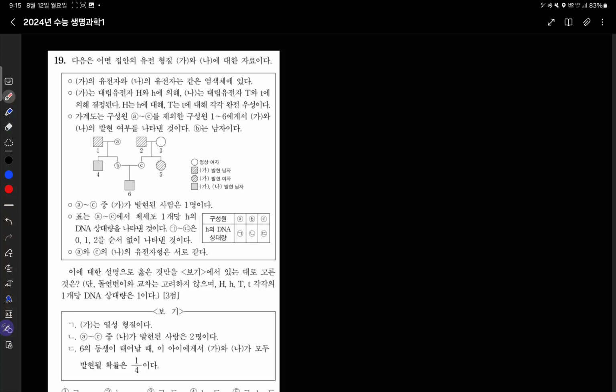But we know the B is male. So that means C is female, and A is obviously a female. Among these three individuals, one person has the first trait expressed.